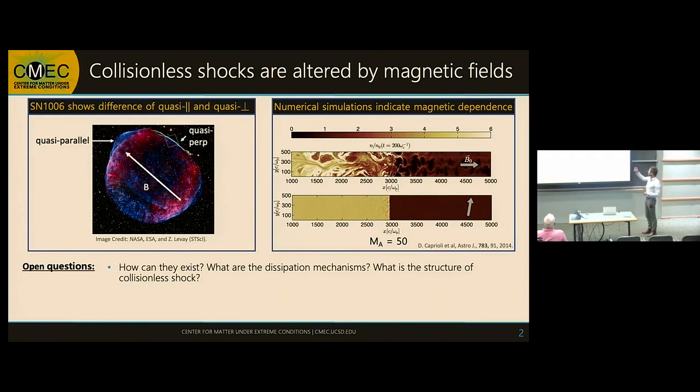Other numerical simulations show very similar behavior. This is extracted from the study of Damiano Caprioli. What he showed is the density distributions for the parallel configuration, the figure on the top, and the perpendicular configuration. There are more turbulent features in the parallel configuration. So the question people are usually trying to answer is how important this external magnetic field is and how it affects the shock.